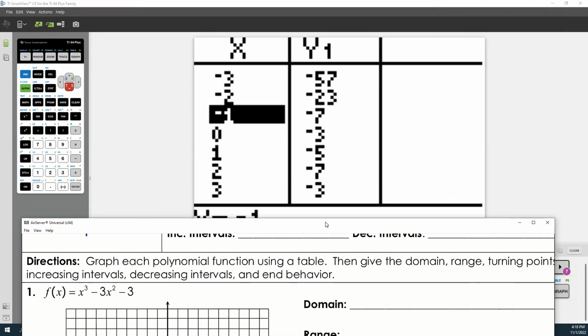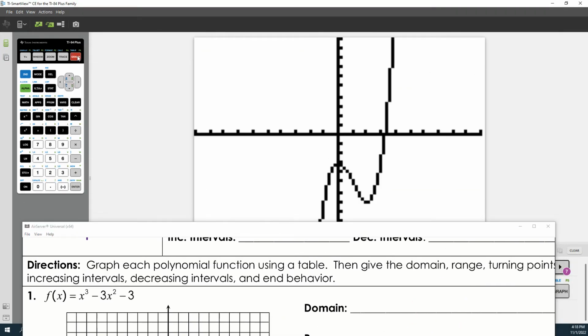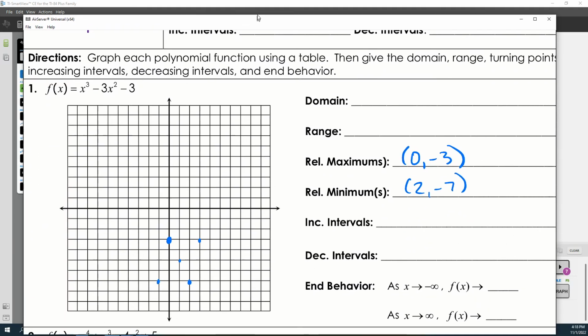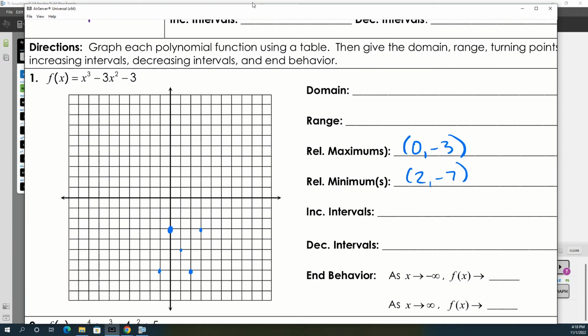Just to remind you of what it looks like, it's like that. So I'm going to make that similar shape through the points. Now it's important that you get a good graph here because we're going to use this graph tomorrow and the next day to do other parts of this.